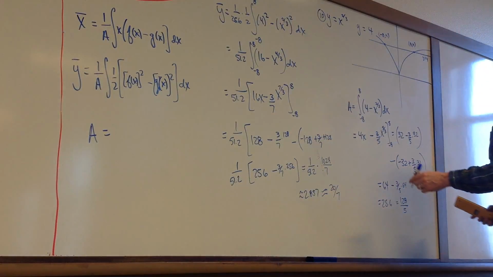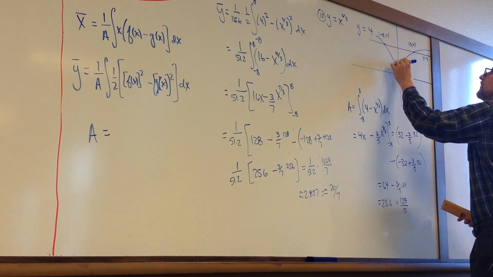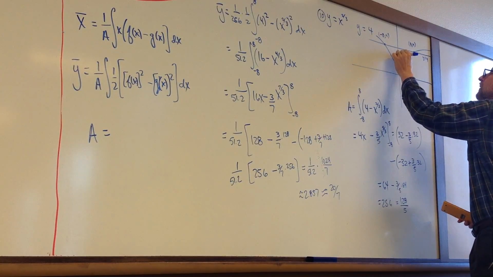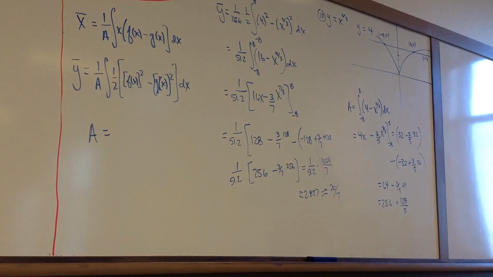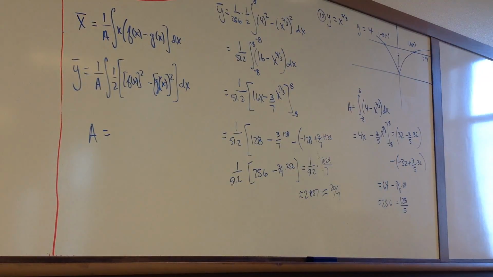Okay, and so that's a little bit short of 3, right? This is y equals 4, 3 is up here, and so that puts our center of mass right about there. Like I said, the x bar is 0, but the y bar, because most of the area is up here, it makes sense that the center of mass on the vertical axis is closer to the top than the bottom.